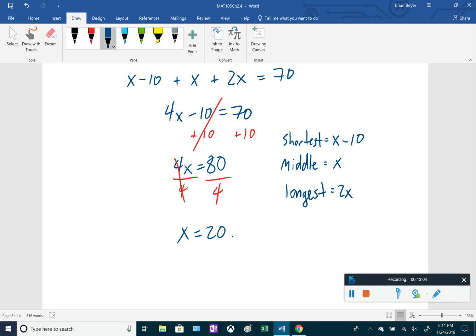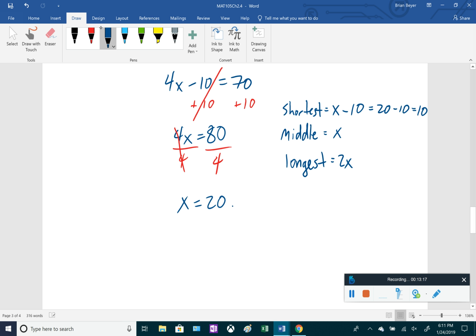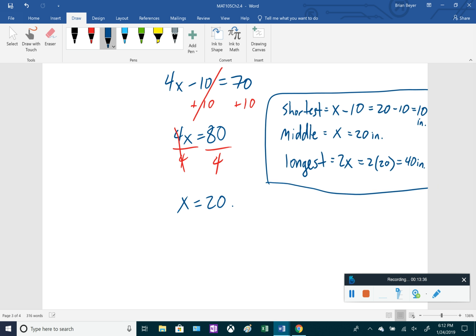So let's plug in x equals 20 for all of them. For the shortest, 20 minus 10, so we get 10. And what was this in? This was in inches. Kind of running out of room here. For the middle, it's just x, so that's 20 inches. For the longest, that's 2 times x, so 2 times 20, so 40 inches. Okay, so the shortest piece was 10 inches long, the middle piece was 20 inches long, and the longest piece was 40 inches long.